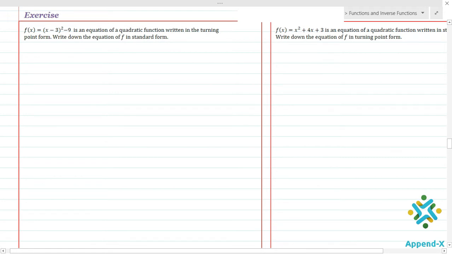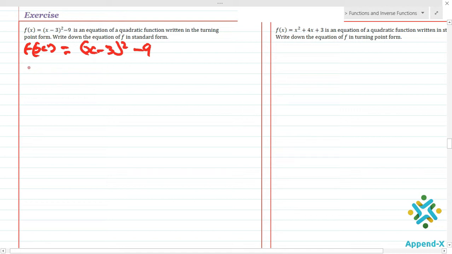The first question in the exercise says f of x is equal to x minus 3 squared minus 9 is an equation of a quadratic function written in the turning point form, and we are required to write down the equation of f in standard form. To move from the turning point form to the standard form of the equation, we expand the turning point form.